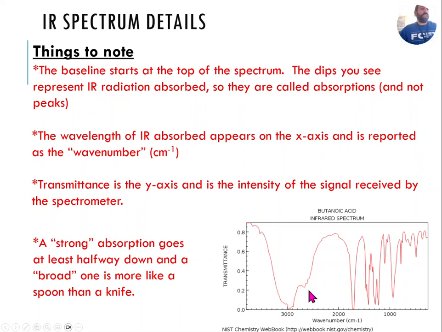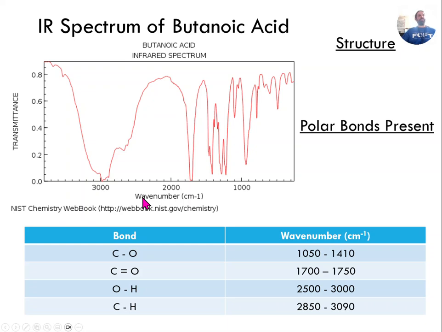It's really important to note also that broad absorptions can actually swallow up more narrow ones. So if you see here this broad absorption, these little points are other absorptions that are just within that one big broad absorption. So again, let's look at butanoic acid.